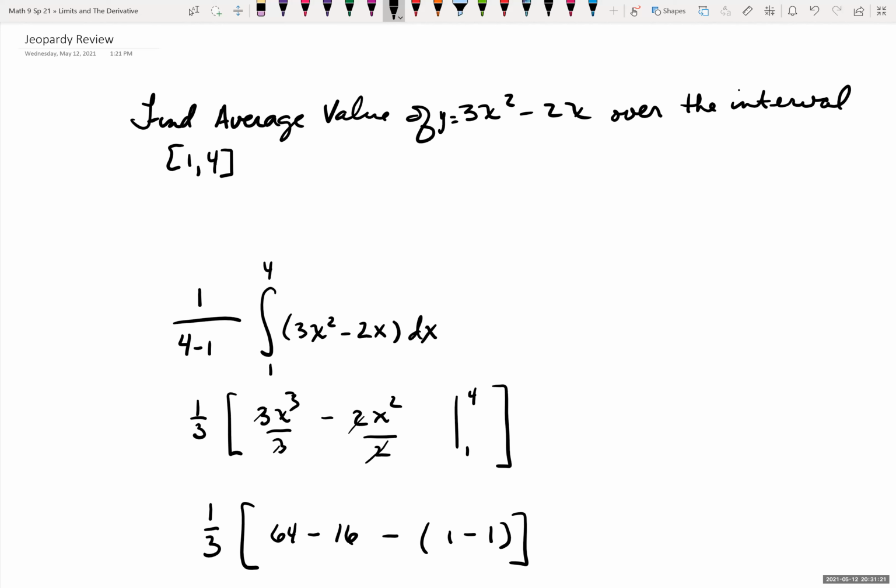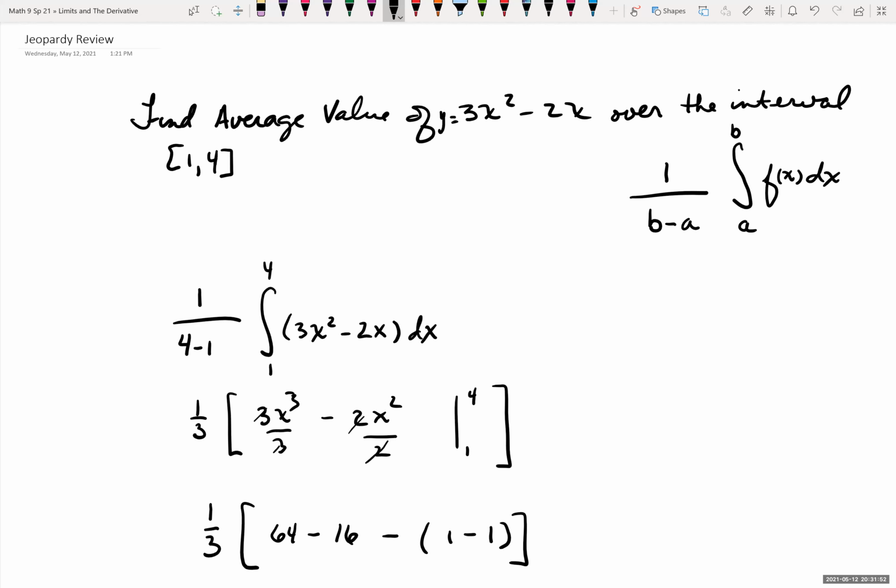Okay, so I wanted to go over those couple of questions that you guys had done. So find the average value of y equals 3x squared minus 2x over that interval 1, 4. So there's a formula for average value, and the average value is equal to 1 over the upper bound of our interval b minus the lower bound of our interval, times the integral from a to b of the function we're taking the average value of.